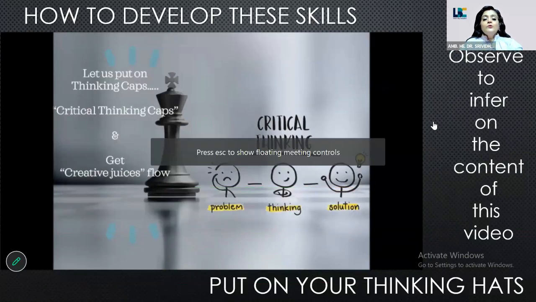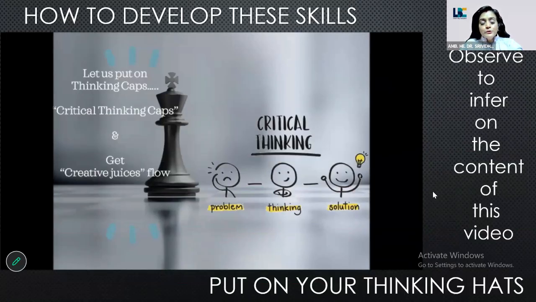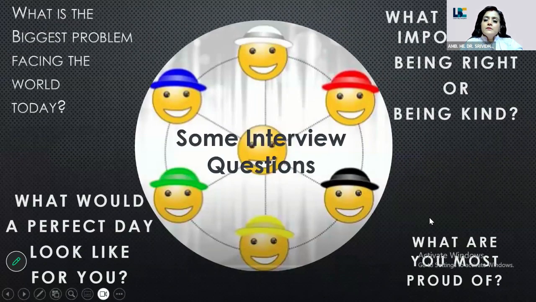So once again, how to develop these skills? This was a very simple task that I wanted to do with you. Now, other questions which can be asked in interview, apart from the classroom situation in life: when you go for interview, what biggest problem the world is facing today? That's again a critical thinking question. It's otherwise called a Socratic question. You have to analyze and answer.